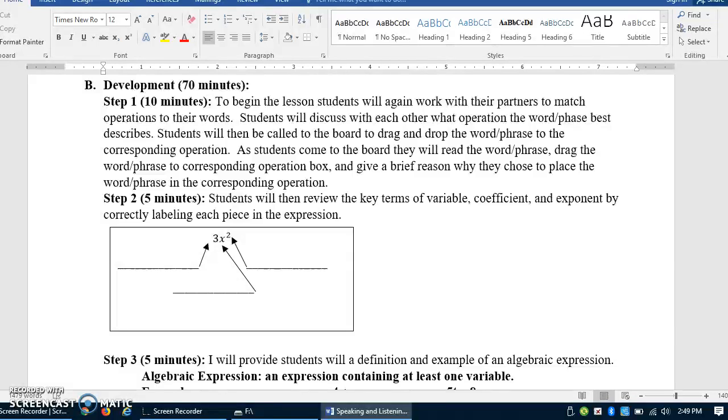For the next part, we will review key terms again. We did learn these terms before, but because many of these students don't recognize these words, they haven't seen them before, I tend to go over them. They are variable, coefficient, and exponents, and making sure they recognize what they look like.